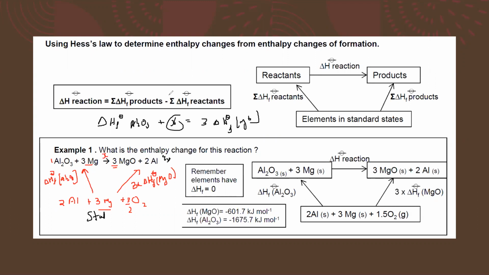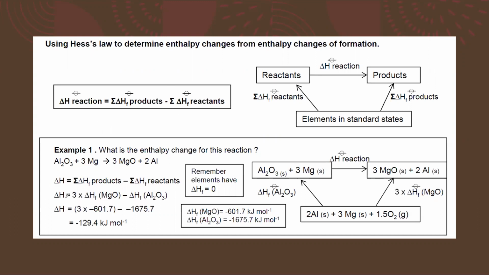If we need X, this will move to the other side and we will get the value for X. So you can see 3 multiplied by formation of magnesium oxide minus formation of aluminium oxide. What will we get? We'll get the enthalpy change of this reaction. So this is the technique you will use. You will have reactant and product, but you will add a link. And how will you know what link you should add? If the reactant formation is given, you will add this link of elements.